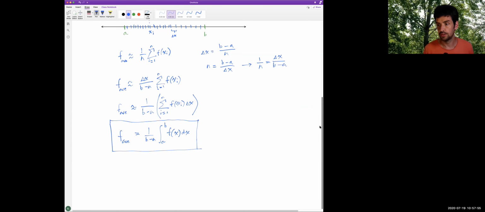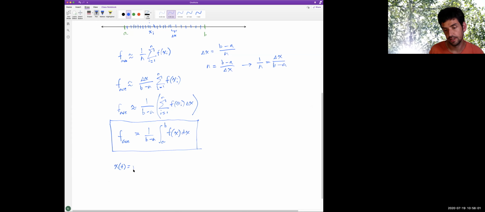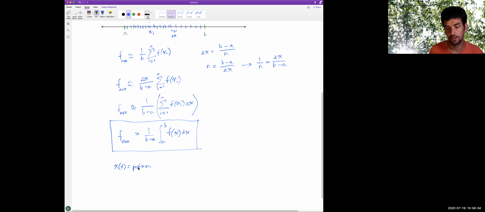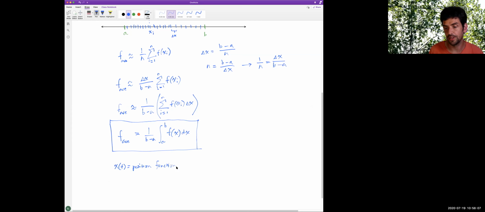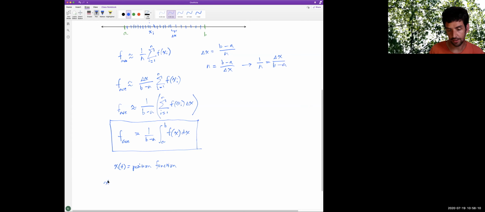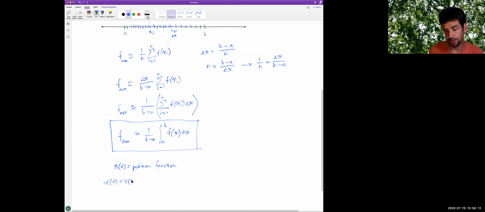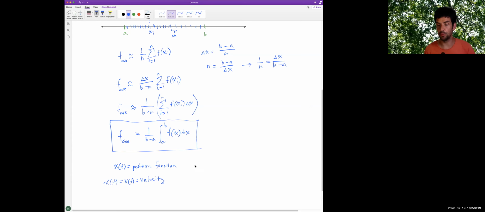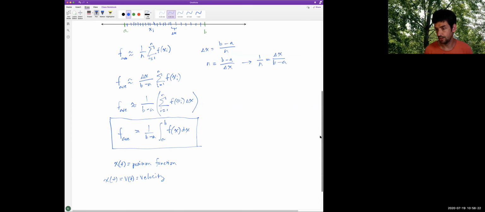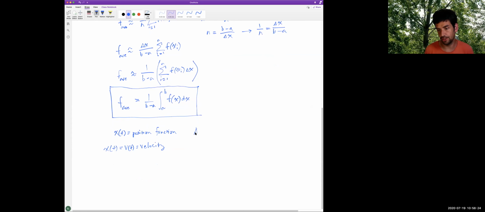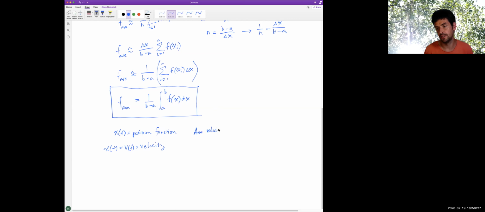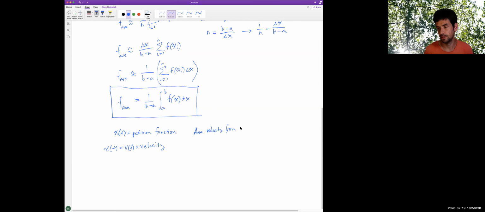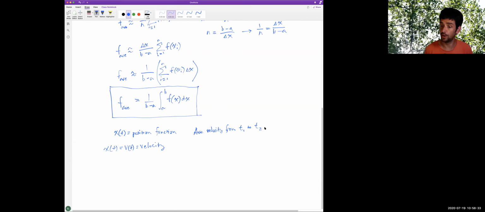Suppose I had a function, let's say x of t is the position function, right? So it tells me where something is at time t. Then x prime of t, we know, is the velocity. Okay. Suppose we want to know the average velocity. Let's compute the average velocity from t1 to t2, right? Between two times. Well, I'm just going to use what we have here.